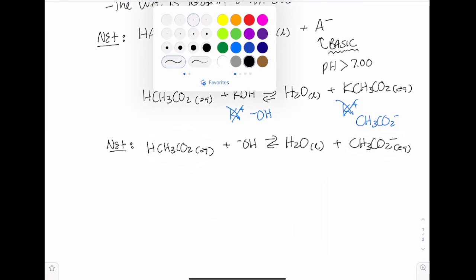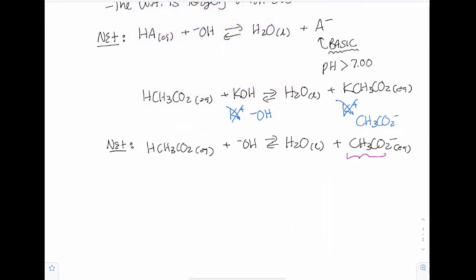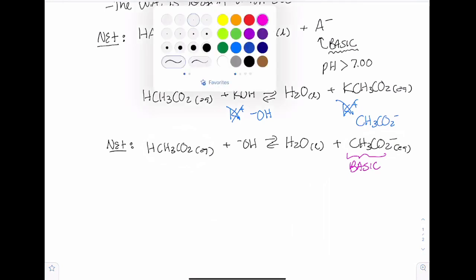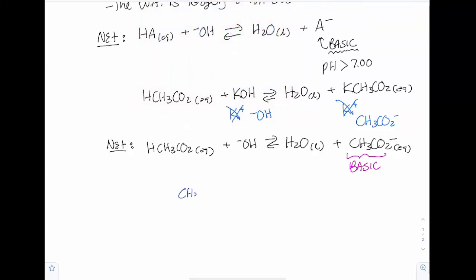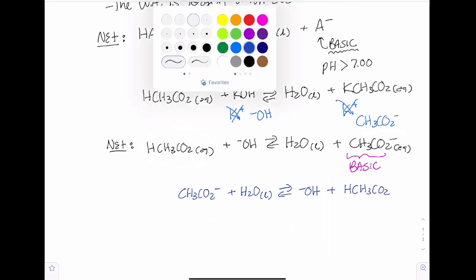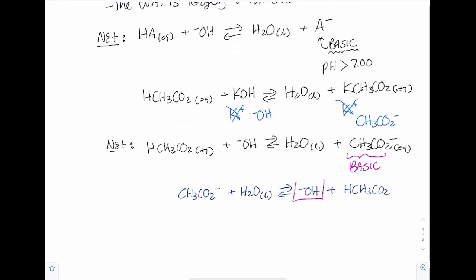And then, like I said, this is basic. It will react with water. So I could write my base dissociation equilibrium equation for that. Acetate ions are going to react with water. This is from last week. I'm going to produce hydroxide ions plus my conjugate acid. Because I'm producing hydroxide, I'm going to have a basic pH.